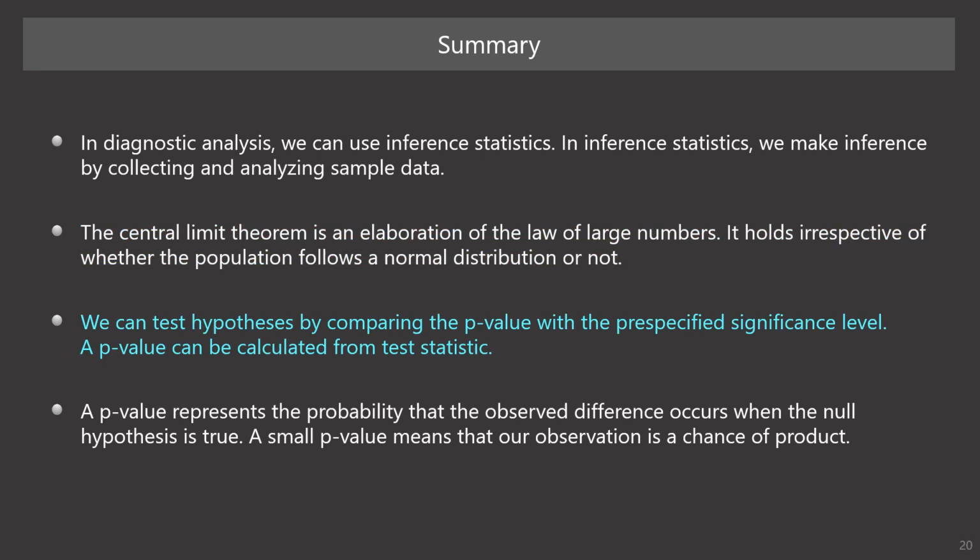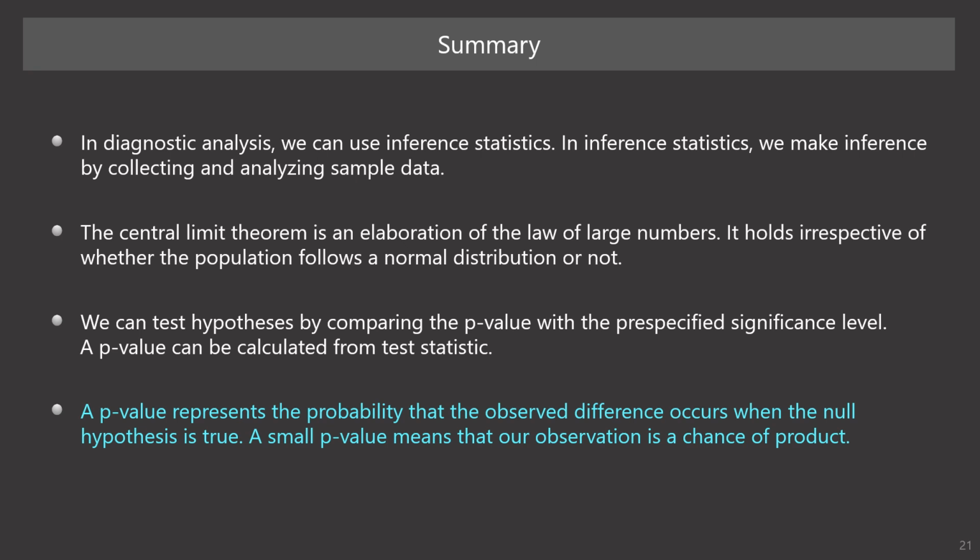This chapter also covers the process of statistical hypothesis testing. Through the process, we test a hypothesis by determining whether we can reject a null hypothesis or not. We can make the decision by comparing the p-value with the pre-specified significance level. A p-value can be calculated from test statistic. A p-value represents the probability that the observed difference occurs when the null hypothesis is true.